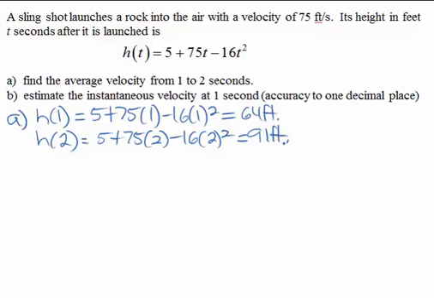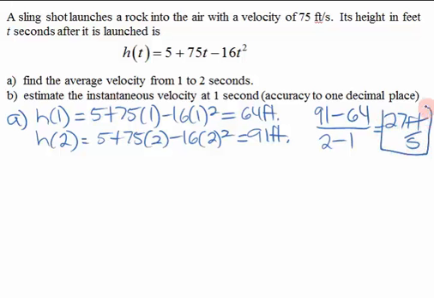So if I want the average velocity from 1 to 2 seconds, I'm going to figure out how far it traveled from 1 to 2 seconds, which is going to be 91 minus 64, divided by the time elapsed from 1 to 2 seconds, which is 2 minus 1. And when I compute that, I get 27, and our units are feet per second. So the average velocity from 1 to 2 seconds is 27 feet per second.